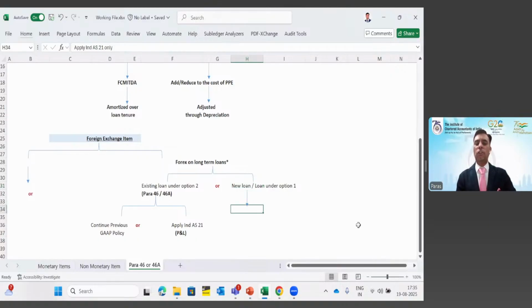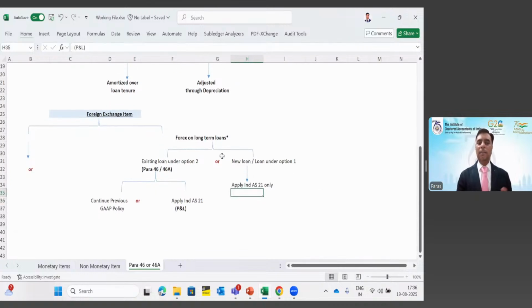In that scenario, you will have to apply the provisions of Ind AS 21 only. So what does it mean? If you have taken any new loan, or there is an old loan, but you have not selected para 46 and 46A, then in the Ind AS era, you are not permitted to select this option again. You will have to classify your exchange difference or loss in your profit and loss account, right? You do not have the option to carry forward the previous GAAP policy. Why? Because either you didn't choose that or you are taking a new loan, right?